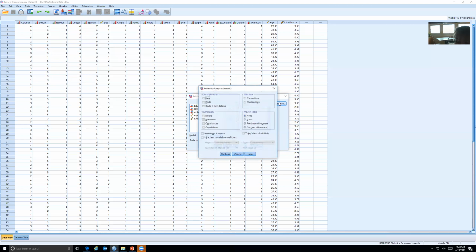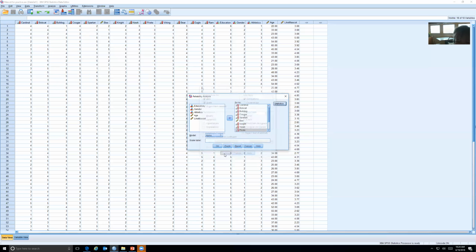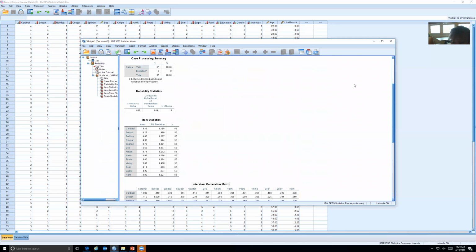Under statistics here, I really like to look at what the scale would be if a certain item were deleted. If you'd like on here, you can get descriptives for each item or descriptives for the scale. Let's do that. It's going to be way too much output, but it's kind of fun to see. You can even get the correlations between all the items. Okay, let's do this. I'm afraid I've asked for way too much data, but that's okay. We'll have fun with this.